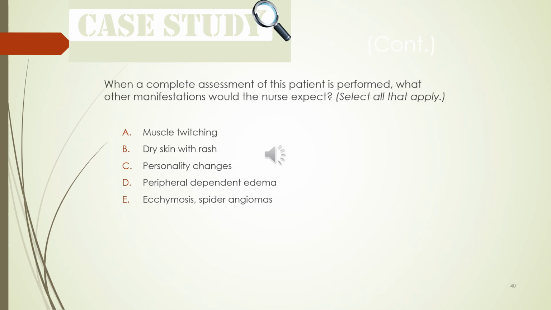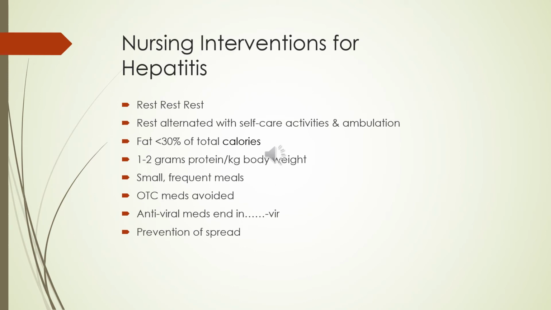And I want you to remember that personality changes and muscle twitchings are findings that are seen when the patient has cirrhosis that develops with portal system encephalopathy. Additional manifestations that can be found on the assessment could include palmar erythema, clubbing of the fingernails, and fixed flexion of the fingers. So our nursing interventions for hepatitis, rest becomes very, very important.